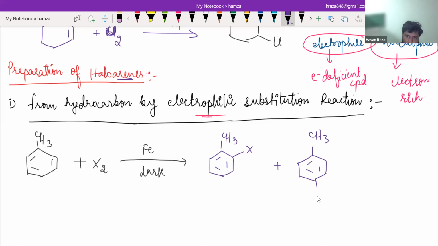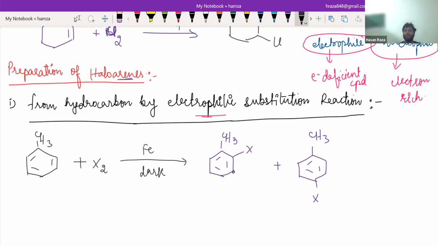This is on para. So X does not go to meta because there is no charge on X during resonance. There is no charge on benzene during resonance on this meta position.